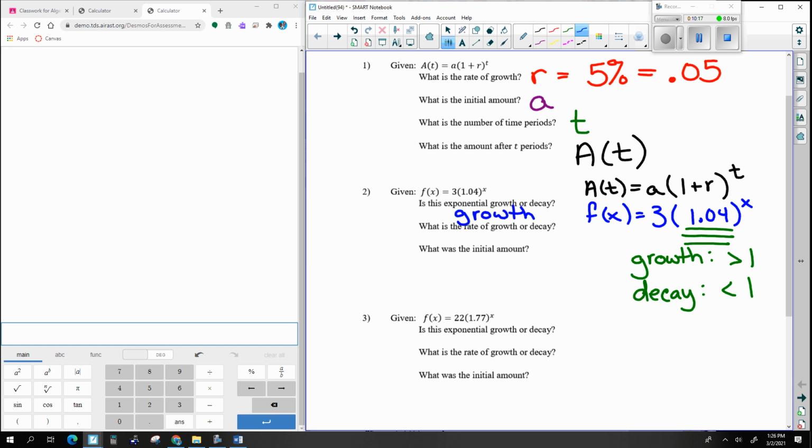Now, what is the rate? How much bigger than the number 1 is that number? I see that's 0.04. It's bigger than 1 by 0.04, so that implies that it is 4%. There are decimals to percents, percents to decimals, et cetera. And then what was the initial amount? That's the outside number, and this was 3. So we started with 3, and we have a growth of 4%.